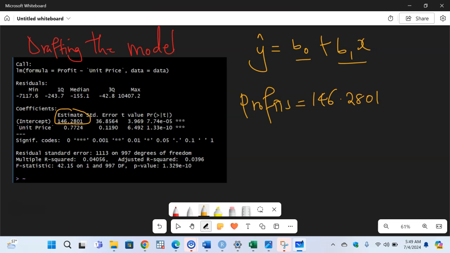146.2801, depending on the number of decimals they tell you to give, plus 0.7724. What is our x? Unit price.